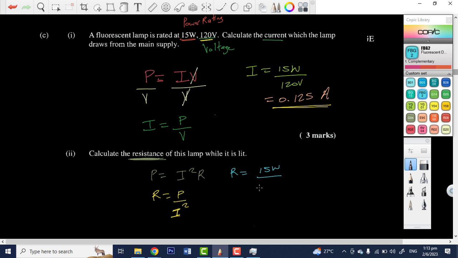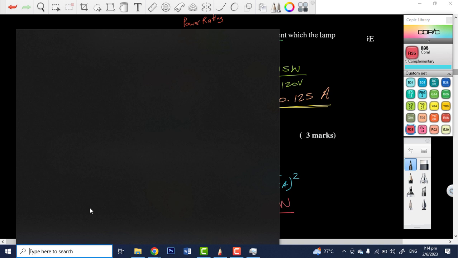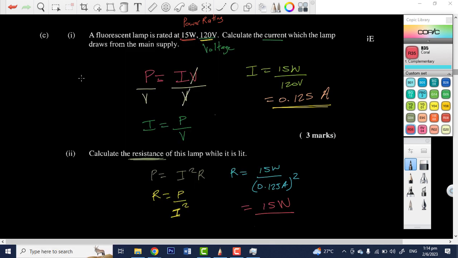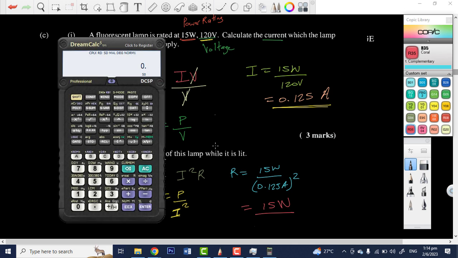So R is going to equal the power, which is 15 watts, divided by I squared, so that's 0.125 amperes, and we square that. Remember to square it when you're calculating. So we're going to get 15 watts divided by 0.125 squared. What's that? 0.125 is 1 over 8, squared, that's 1 over 16, so that's 0.0-something. What do you get for that? 0.125 squared is what? Anybody work it out?